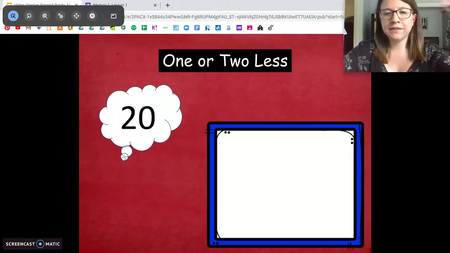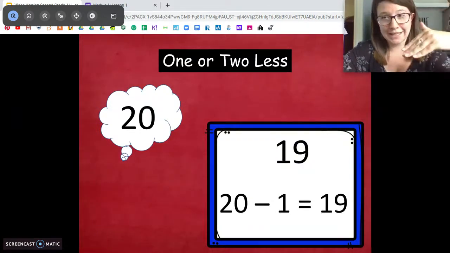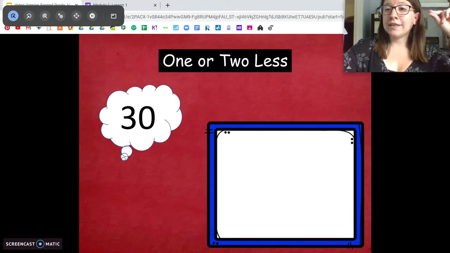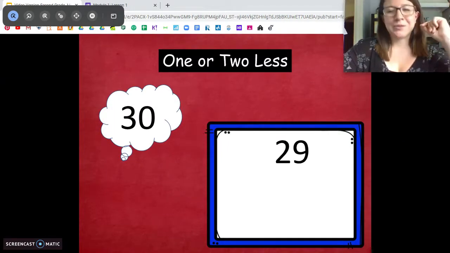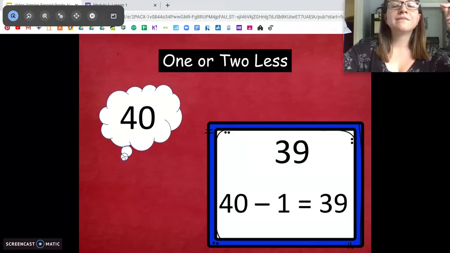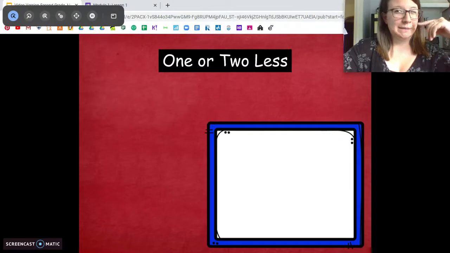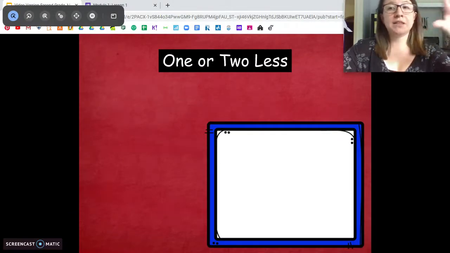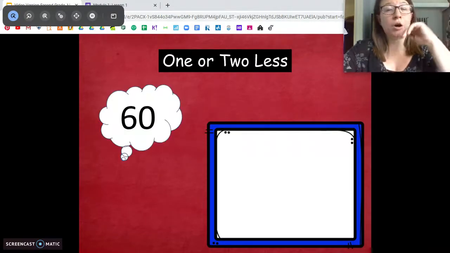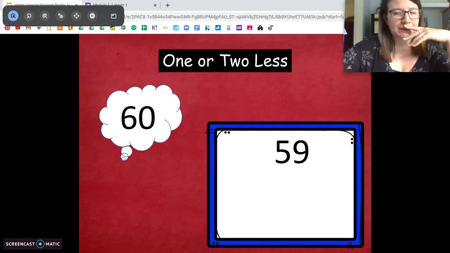One less is 19. Very good. 20 minus 1 equals 19. 30. One less is 29. Very good. 40. 50. You noticing a pattern? Now these numbers that I'm showing you, 60, they're all multiples of 10. So when we take 1 away, we get 1 less is 59.